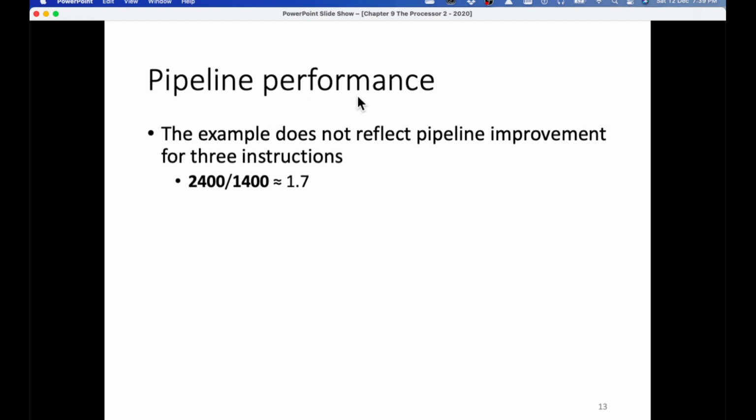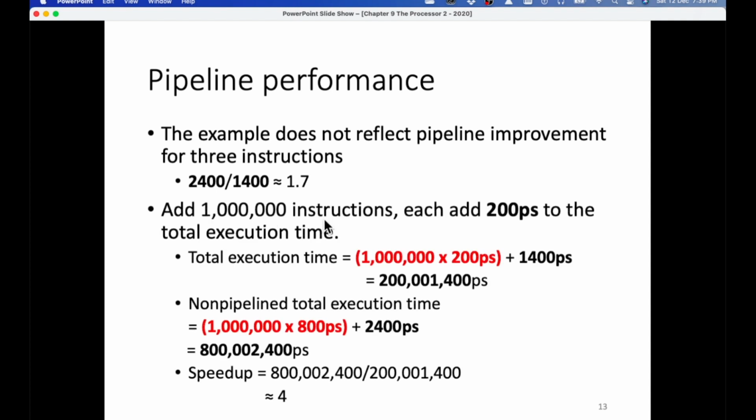If we want to calculate the pipeline performance from the previous example, we can see that non-pipeline is 2400 and pipeline is 1400. So the speedup is 1.7 times, pipeline versus non-pipeline. Okay, this is only 3 instructions. Let's say we add an extra 1 million instructions.